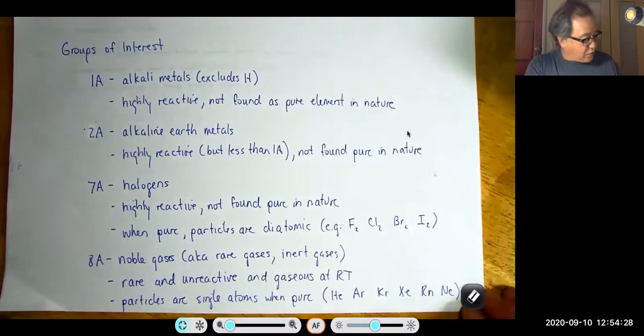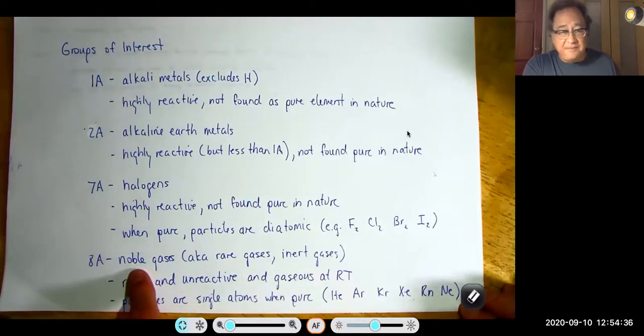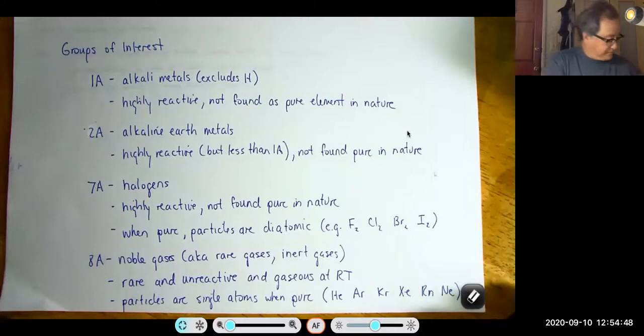Okay, so why noble gases? Well, if you think about rare and inert, inert means it doesn't react with other things. Well, nobility doesn't react with the peasants, right? And rare, nobility is rare compared to the peasants. So noble gases. They're rare and unreactive, gaseous at room temperature, and the particles are single atoms.